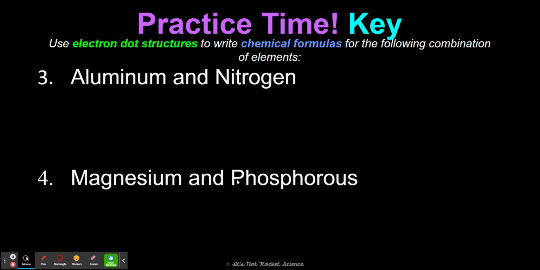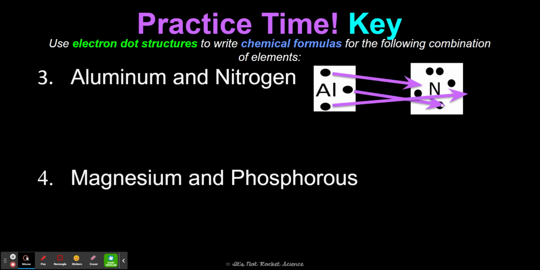Aluminum and nitrogen. So aluminum has 3 valence electrons. Nitrogen has 5. So nitrogen wants 3 electrons. Aluminum wants to give 3, so it only takes 1 of each. Aluminum nitride there. Okay. The last one, magnesium and phosphorus. Okay, so this one took a little doing.